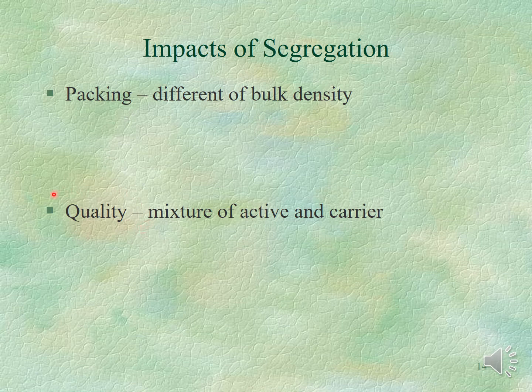And of course, the main issue is quality. Normally when we mix powder, we want to mix the active ingredient with the filler, or what we call the carrier. So we want a certain percentage between the active ingredient and the filler. Normally if we design a drug, maybe 20% drug and 80% filler. So the quality could be compromised if segregation already occurs.